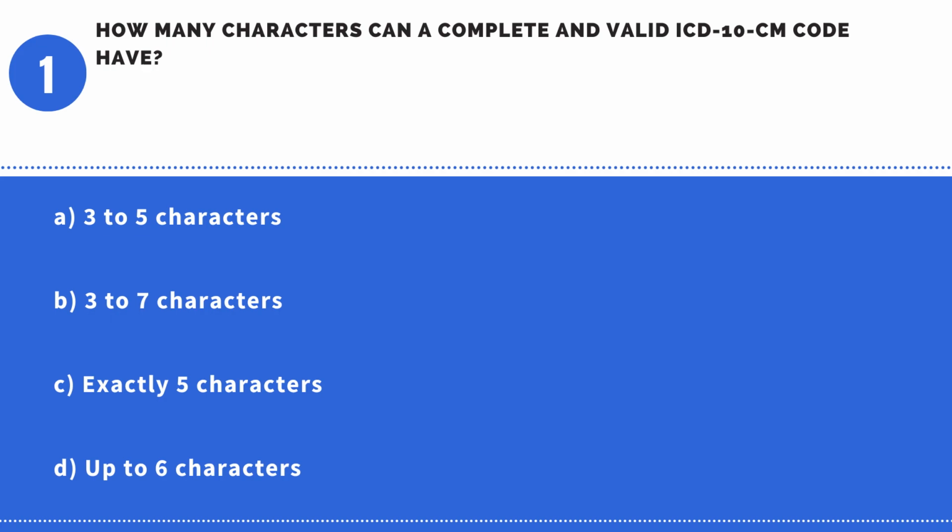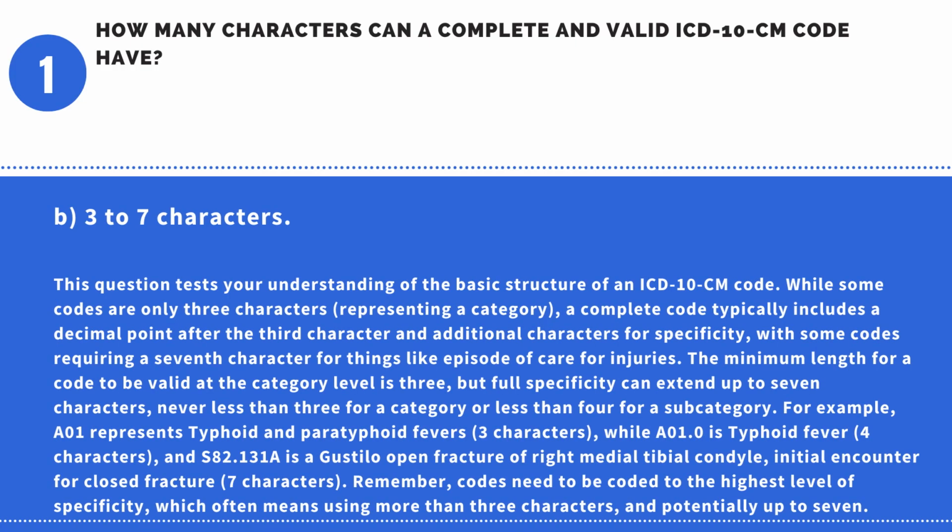Question 1. How many characters can a complete and valid ICD-10-CM code have? A. 3 to 5 characters. B. 3 to 7 characters. C. Exactly 5 characters. D. Up to 6 characters. Answer: B. 3 to 7 characters.